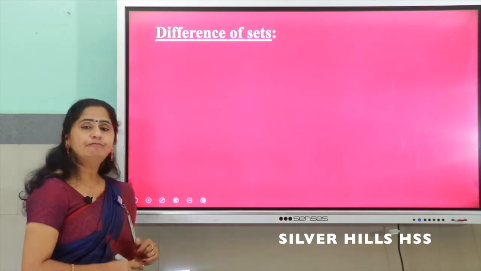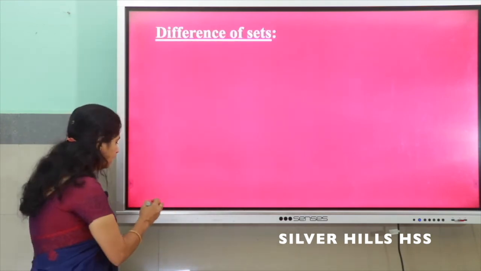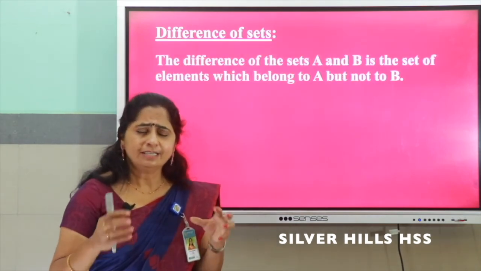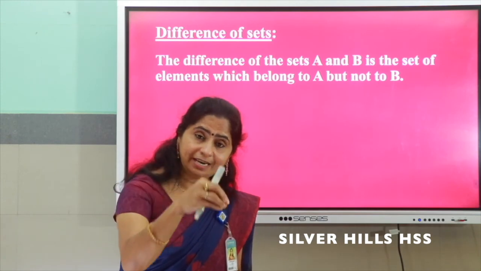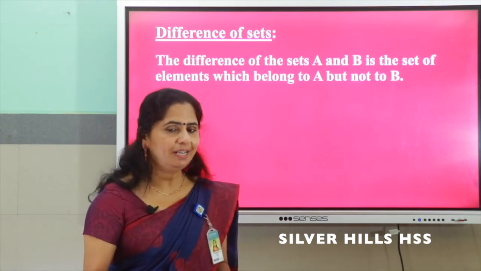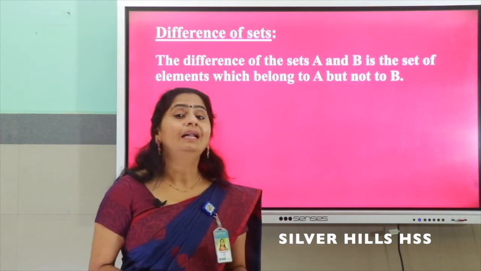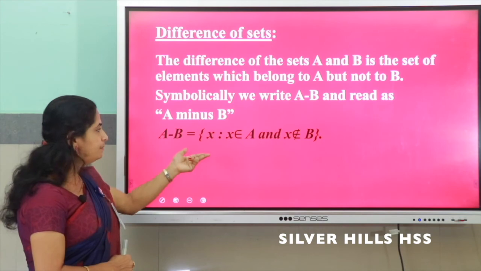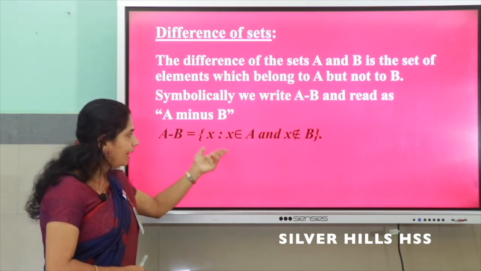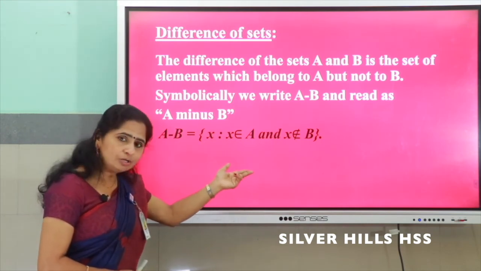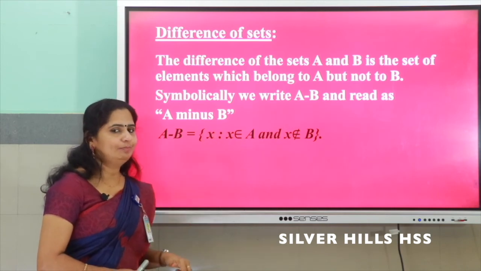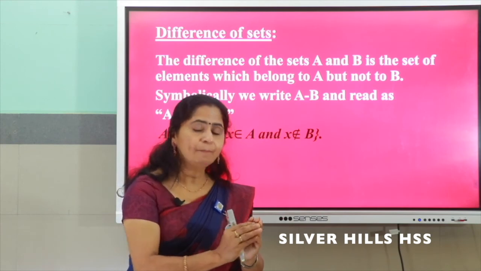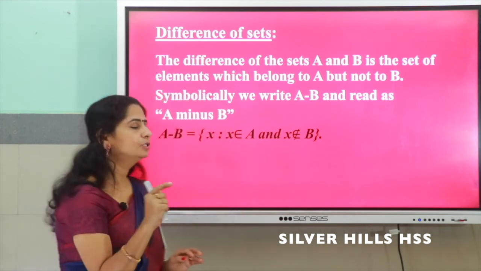Next operation, difference of sets. The difference of sets A and B is defined as the set of all elements which are in A but not in B, and it is represented by the symbol A minus B. So, how do you define it? A minus B is equal to the set of all x such that x belongs to A and x does not belong to B. So, it belongs to A but does not belong to B.